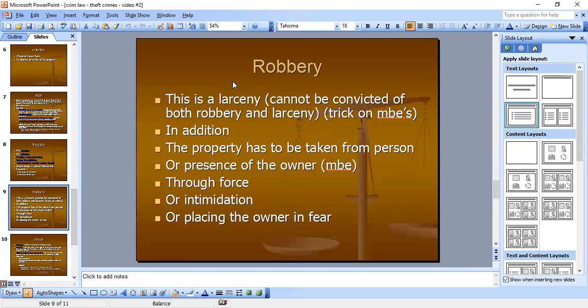Robbery. So robbery, I see a lot on MBEs also. This is a larceny. Cannot be convicted of both robbery and larceny. So they try to say on MBEs, can defendant be convicted of larceny and robbery? No, they can't. It's one or the other. Trick on MBEs, okay? In addition, the property has to be taken from the person or presence of the owner. I get this wrong a lot on MBEs. Even if they're in the presence of the owner, it's considered a robbery. That's one of the elements.